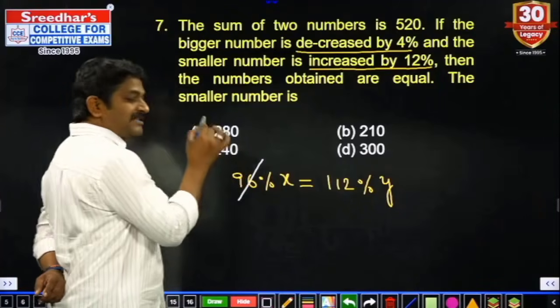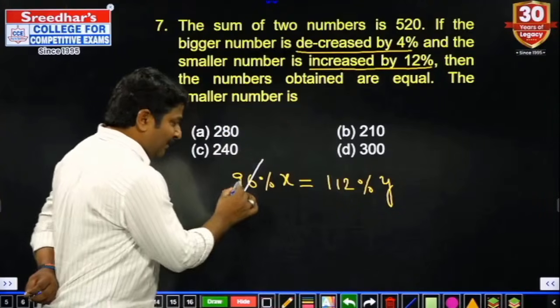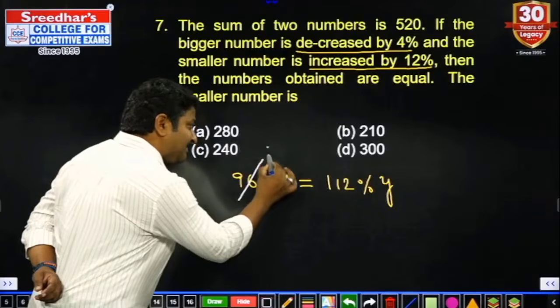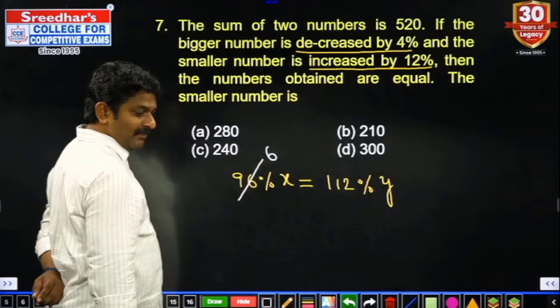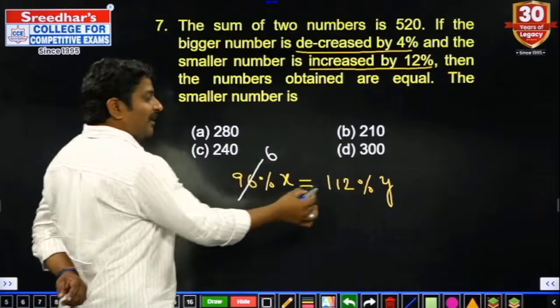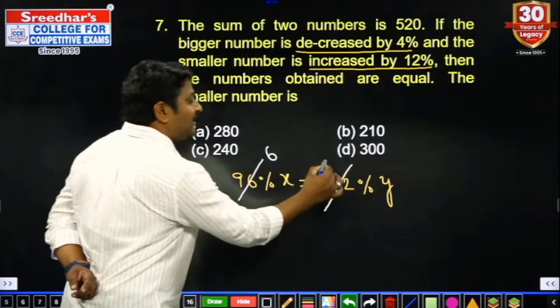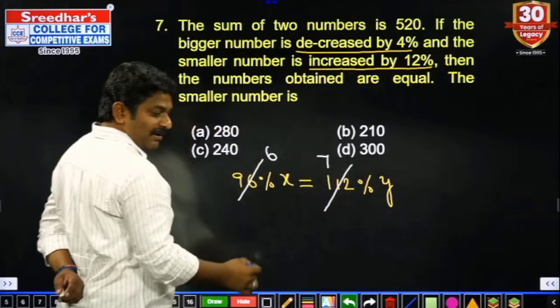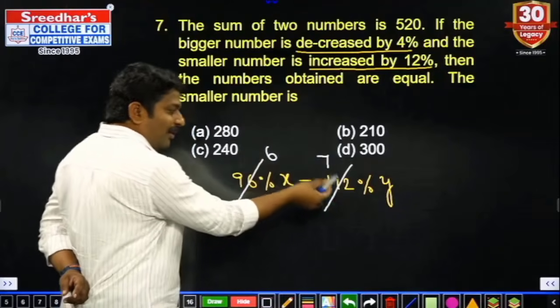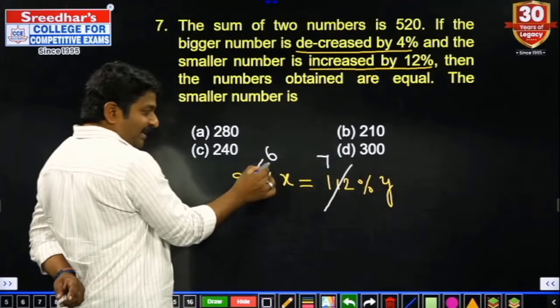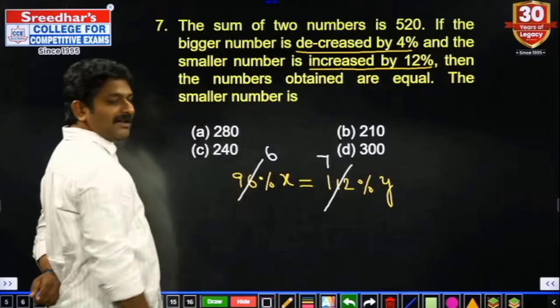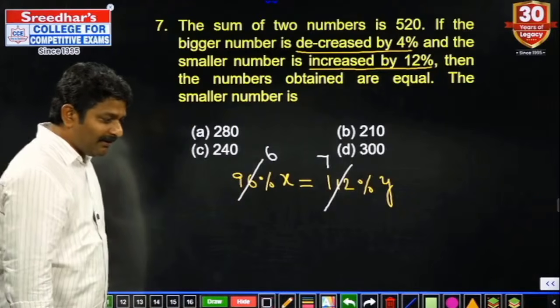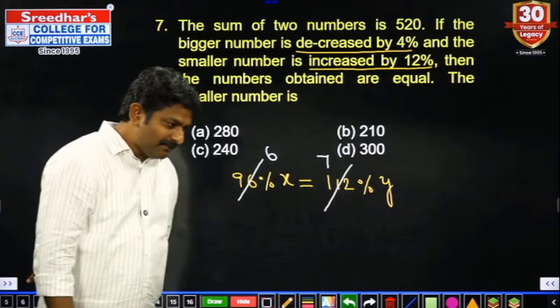Try to cancel this number with 16. This is 16 6 times. If it is 6 times, obviously this will be 7 times, because this is 16 more than this number. If it is 6 times, that will be 7 times. Got it?